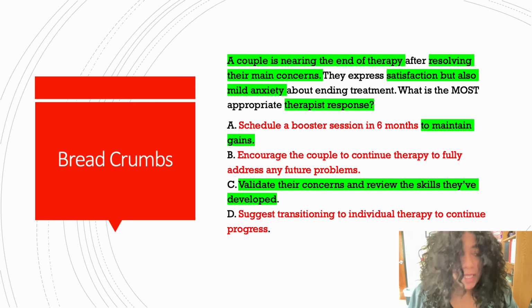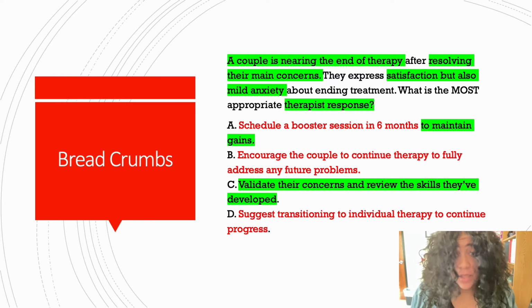If the client, the couple, the family has reached their goals, they have satisfaction, but just mild anxiety, you cannot continue to have them in therapy. There's no reason to. They've reached their goals. D says, suggest transition to individual therapy to continue progress. Again, we want to avoid answers that have us referring out to individual therapy for somebody or splitting up the family system unless we have enough justified information to do so.